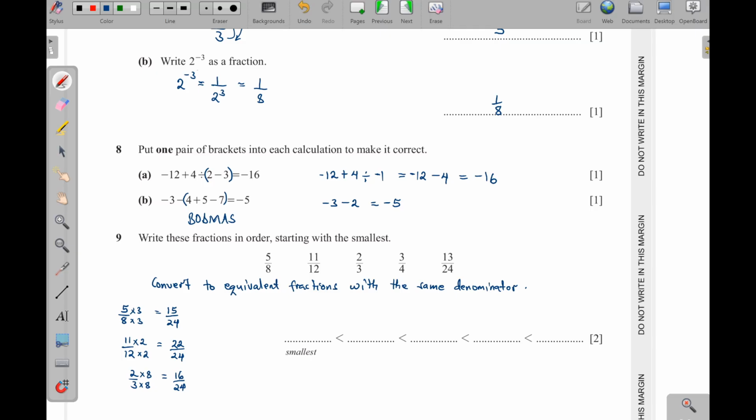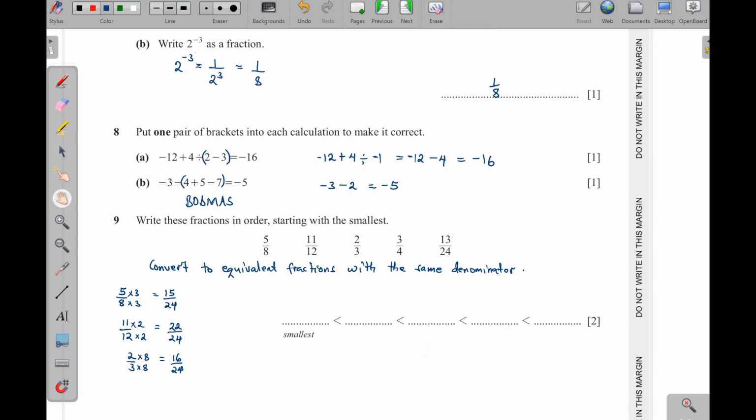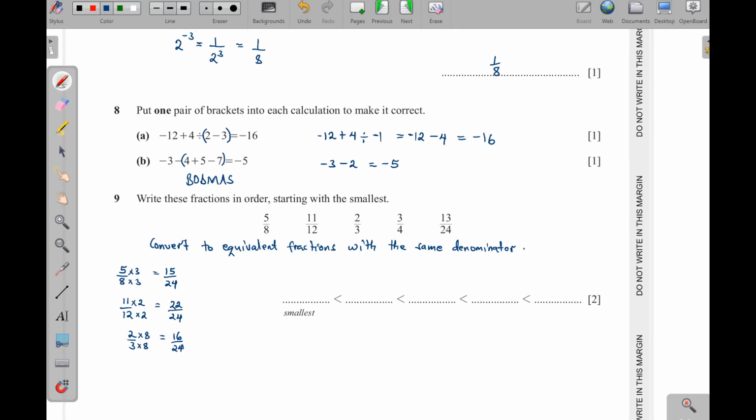And then what else? We shall have 3 over 4. So here I have to multiply by 6. So 3 times 6, that is 18 out of 24. Now, meaning I'm going to have 15 out of 24. This 11 over 12 is 22 out of 24. This 2 over 3 is 16 out of 24. The 3 over 4 is going to be 18 out of 24. Then this one is 13 out of 24.